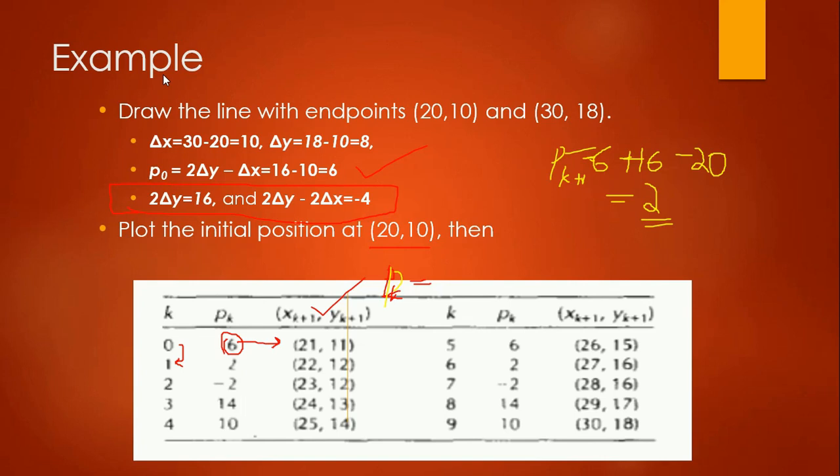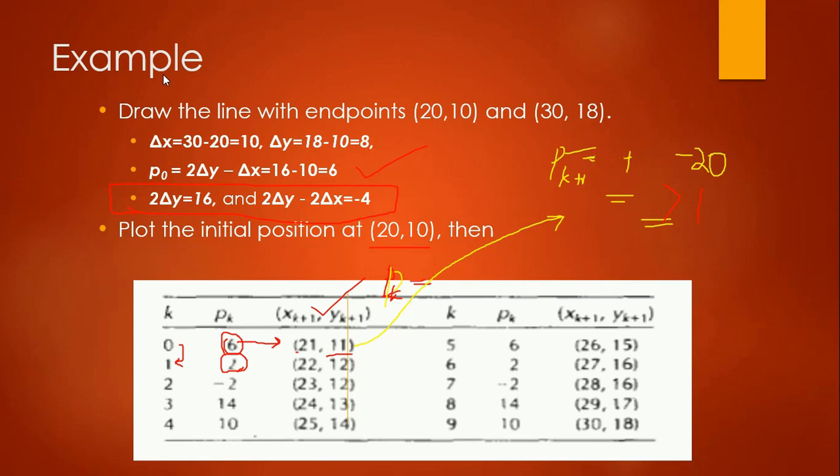This is the calculation we do after incrementing the x and y values. So now the Pk value has changed to 2. The same Pk value I am going to write here in the next step. Again Pk is positive, so you increment the x and y values: 21 plus 1 and 11 plus 1 gives 22, 12.